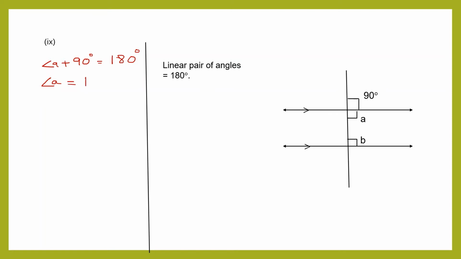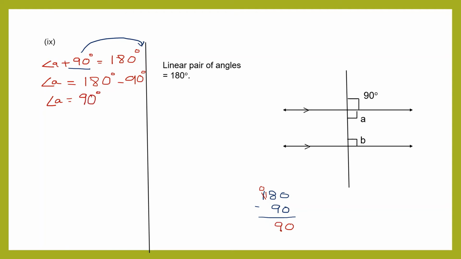I will leave 180 on the right hand side as it is. I'm going to move plus 90 to the right hand side. So it becomes minus 90 degrees. So angle A will be 180 minus 90. So let's do that. 180 minus 90 degrees. So that's 0. 8 minus 9, I cannot do. I'm going to borrow. 18 minus 9 is 9. So A is also 90 degrees.